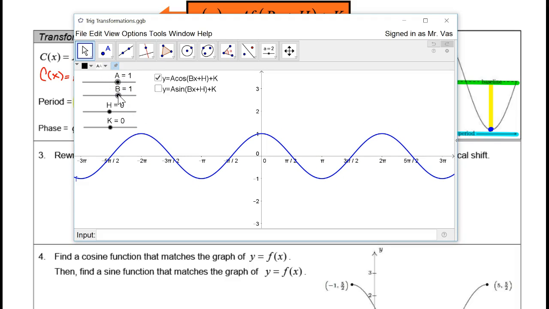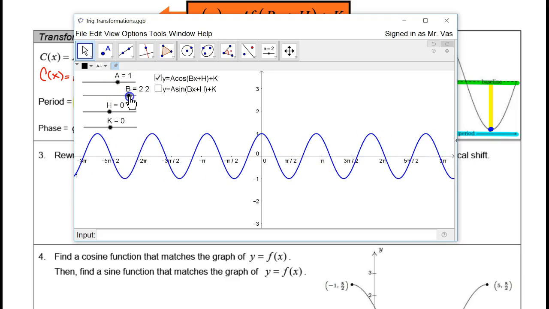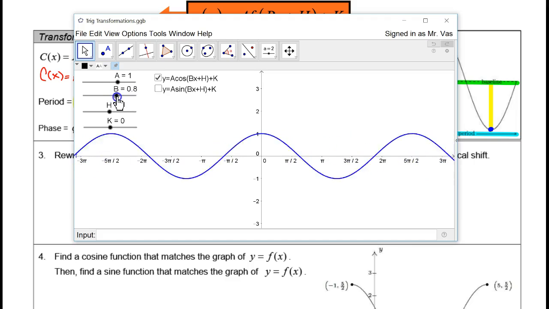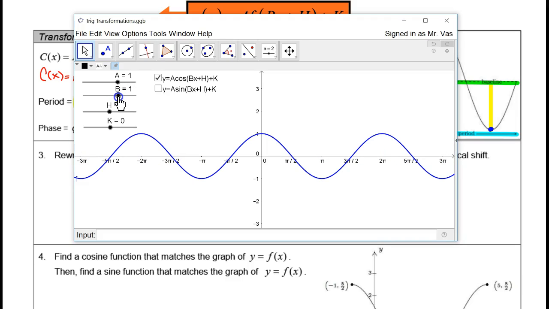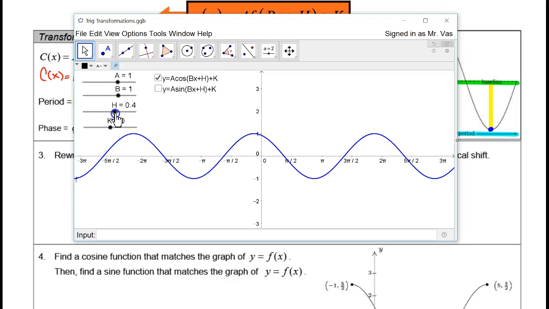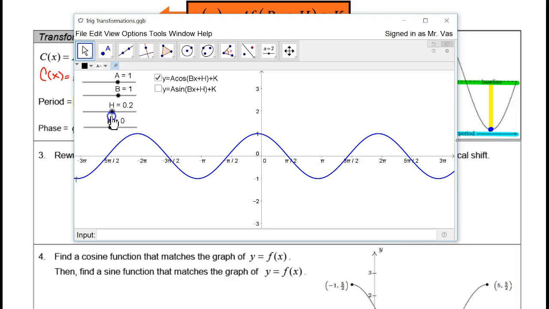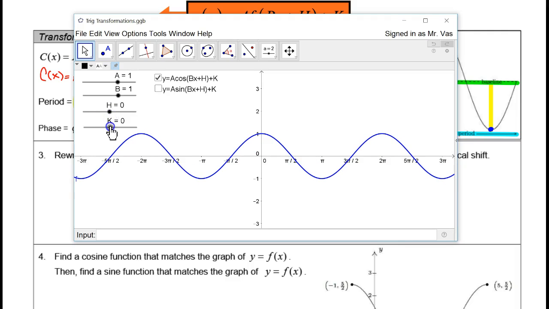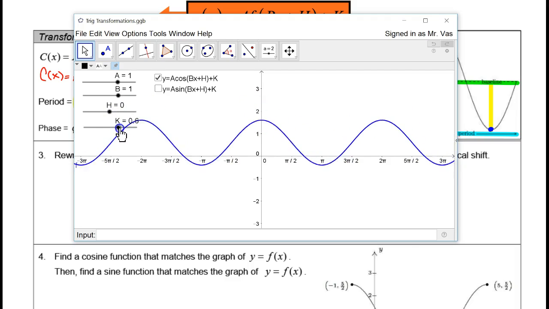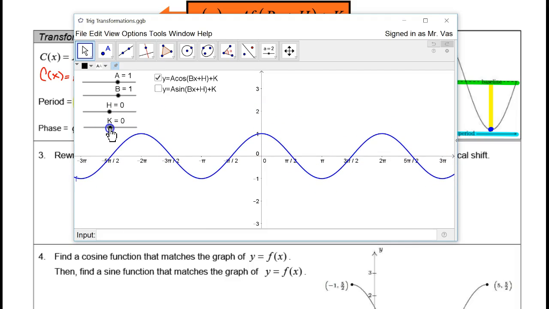B is a horizontal stretch. That's now related to frequency. It's also going to affect the period, or the length of each wave in our trig function. H was horizontal shift, left or right. That'll be what we call phase shift. And last but not least, K is our vertical shift. We can move our baseline up or down.